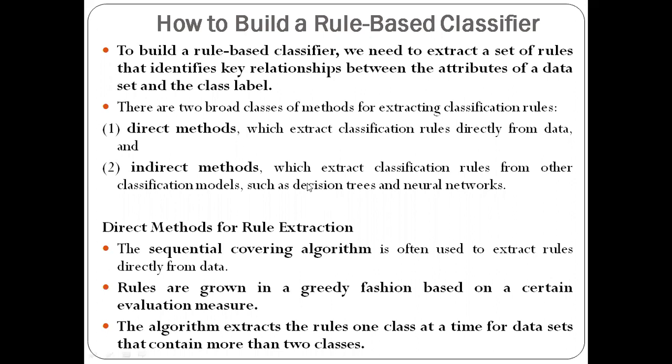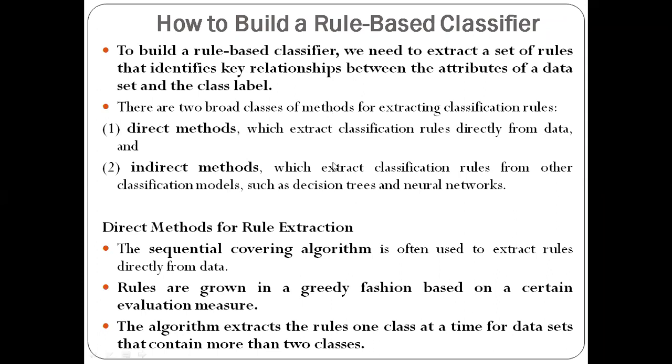As I explained in the previous class about the decision tree induction algorithm, in the indirect method, first we will construct a decision tree or a neural network. From that decision tree or neural network, we will extract the classification rules. So it is an indirect method. In the direct method, directly from the given data, we will extract the rules. In the indirect method, we will extract the rules from classification models. First, we need to construct classification models like decision trees and neural networks, and from that, we will extract the rules.